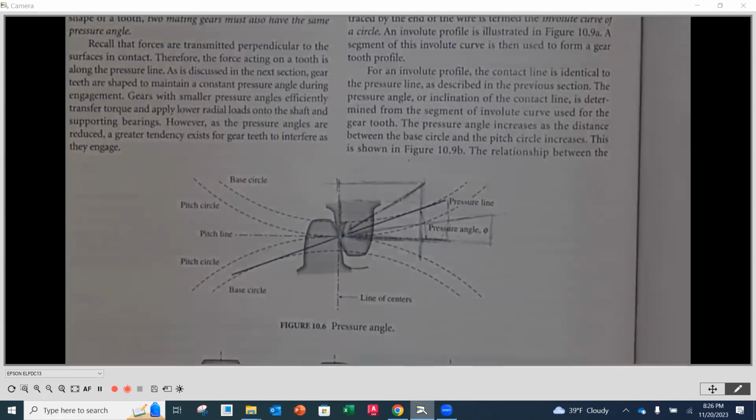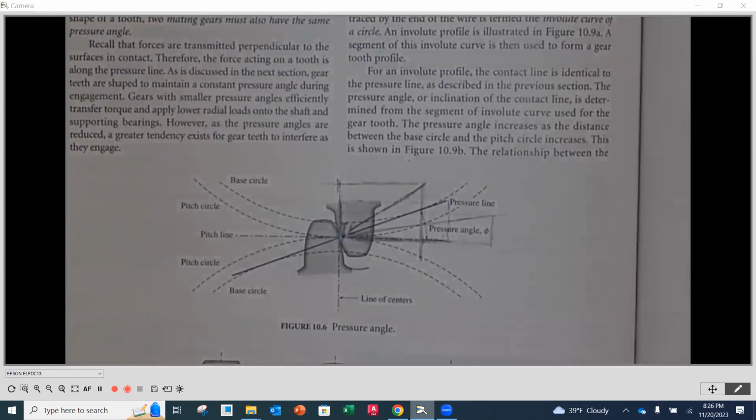Don't ever design 14.5s as new designs for gears. Okay, 20s is where you start, 25s if necessary. But those are the 2 standards for new designs. Okay, pressure angle. Any questions?